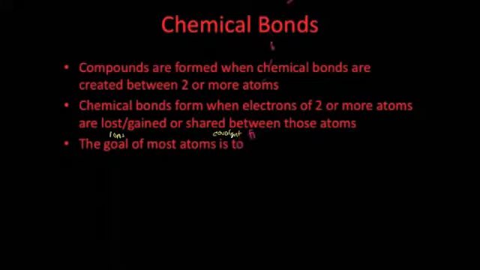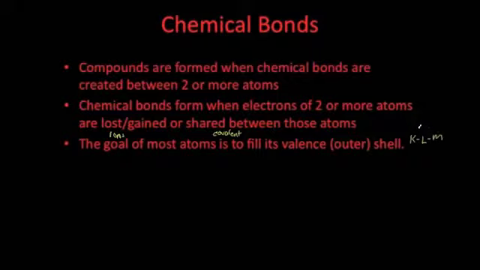The goal of most atoms is to fill its valence shell, its outermost shell. If you remember, the shells we've been focusing on are the K, L, and M shells, the first three. To fill the K shell, an atom has to have 2 electrons. To fill the L shell, you have to have 8 more. And to fill the M shell, you have to have 8 more on top of that.